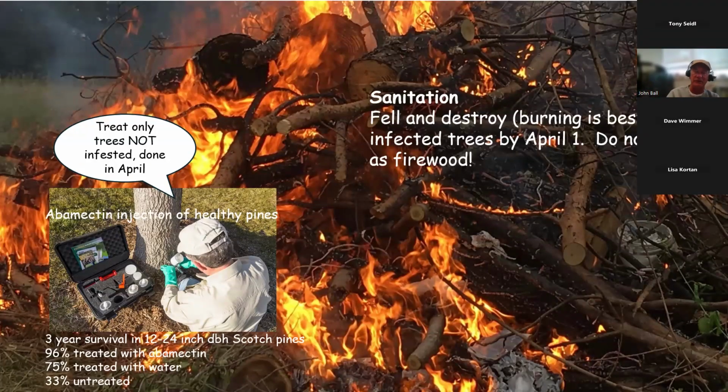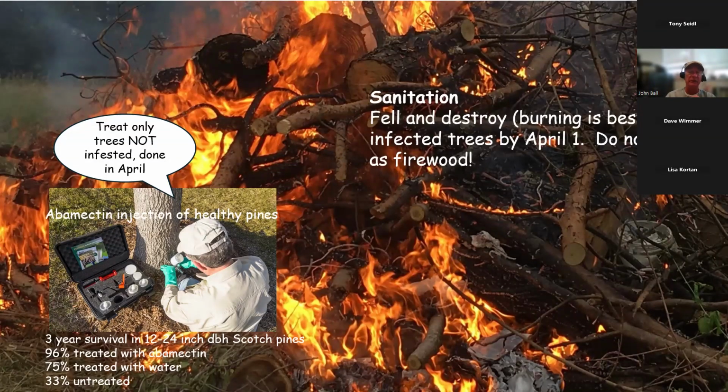Now, the 3-year survival rate in one study, and this wasn't as controlled a study as you might think, showed 96% survival on trees they treated. Interestingly enough, there was 75% survival on trees they just injected with water. Apparently, just the injection process causes a reaction in the tree. And the untreated had just about a third survival. I think one reason this doesn't work, quite honestly, is people are treating the trees too late. Like now, which would be too late.